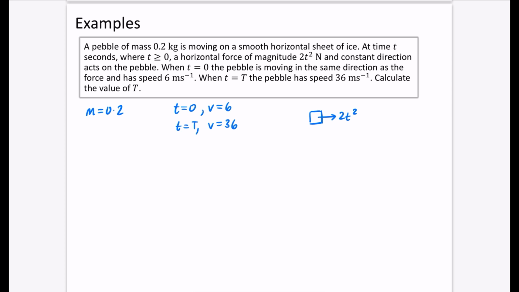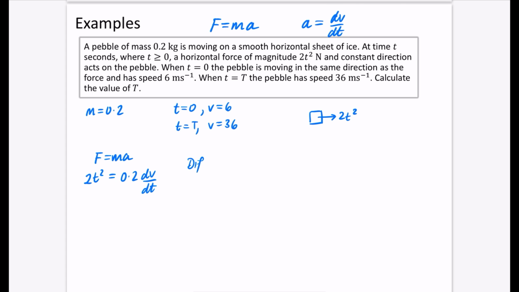So we're interested in stuff to do with v and t. Obviously, the clue here is that we've got a mass and a force. We know we're going to be wanting to do an equation of motion. And so the version of a, because we're interested in v and t, we're going to use that a is dv/dt. So I'm going to start off by doing F equals ma, and obviously the direction I'm going to use that's positive is going to be to the right. So that's 2t squared equals the mass, which is 0.2, multiplied by the acceleration, which is dv/dt.